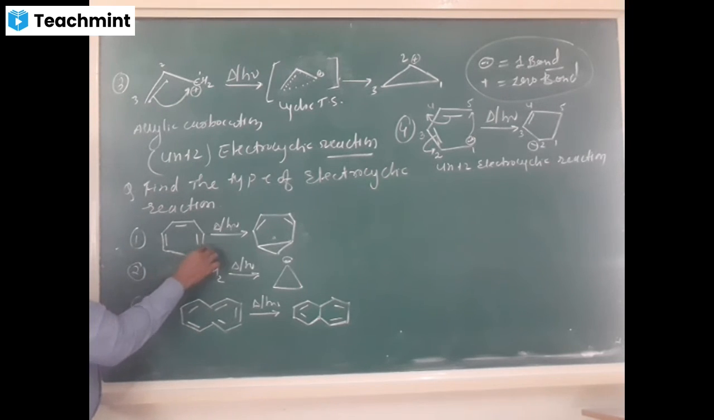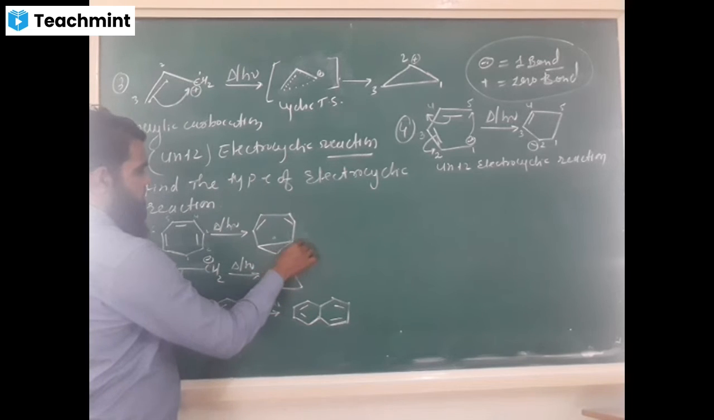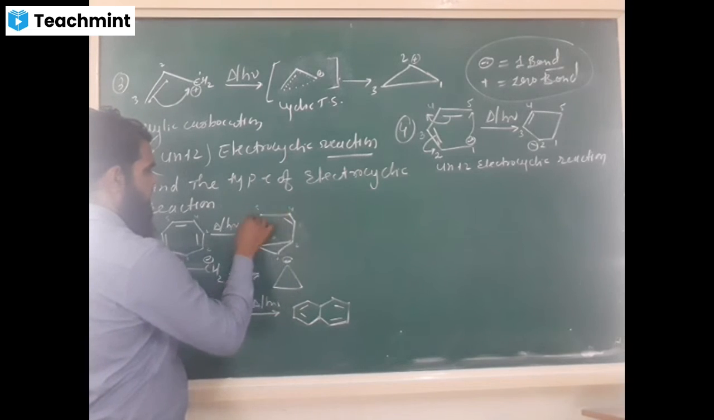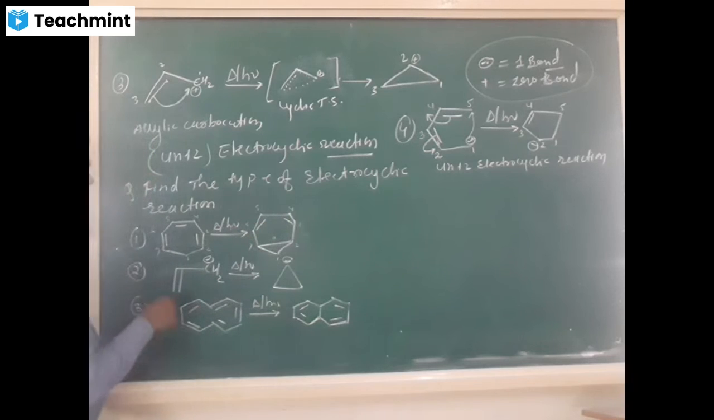If we see the positions from here, this is 1 2 3 4 5 6 and 7, we can say. So suppose this is 1 2 3 4 5 6 and 7. The double bond between 2 and 3 is shifted to 3 and 4. Also the double bond between 4 and 5 is shifted to the 5 and 6 position. It means all these pi bonds are involved in this product formation.